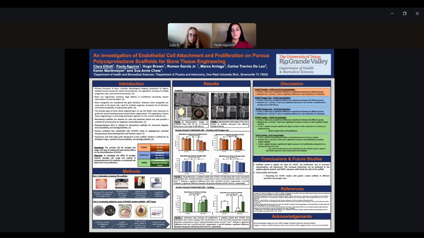And what this best shows us is the difference in surface areas when it comes to our porosity and porogen sizes. So, for example, when we're looking at porosity, our lowest surface area can be found in our 70%, and our highest can be found in our 90s. And why this matters is scaffolds with a higher surface area have more places for the cells to adhere to, so it leads to improved attachment.